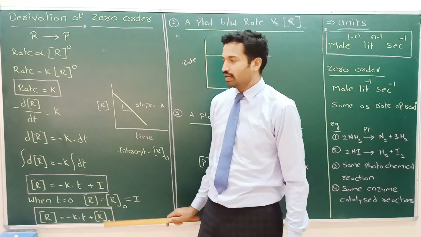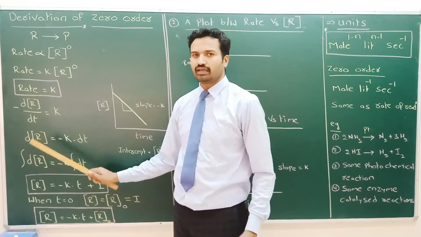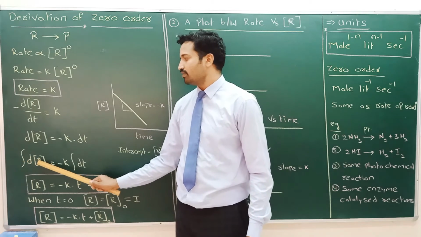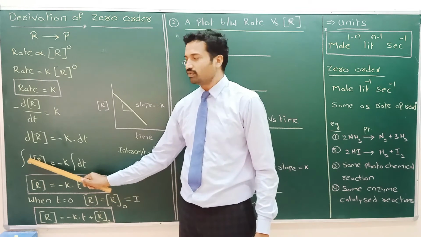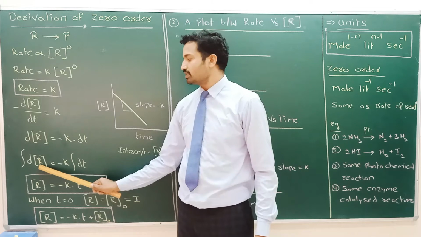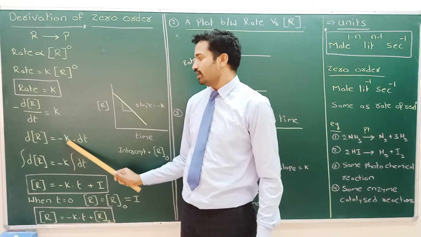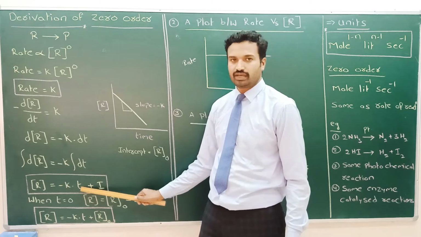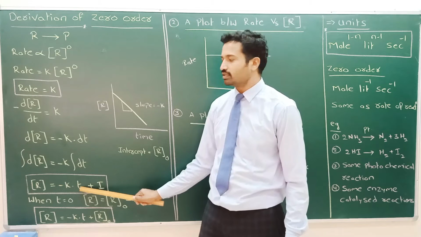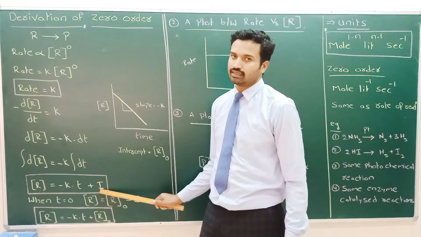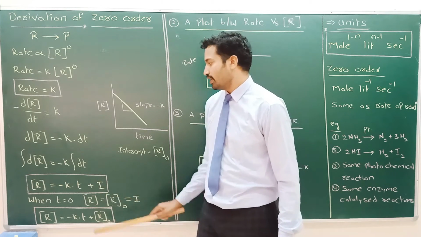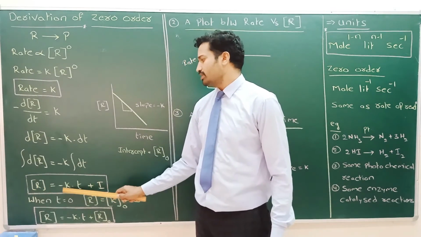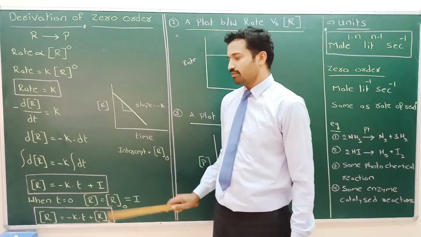Next, integration of dR. Integration of dx is equal to x, integration of dA is equal to A. The same way, integration of dR is equal to R, the reactant concentration, is equal to minus K, which is a constant and stays as it is, times integration of dt, which is t, plus the integration constant I. Here I is the integration constant. This is one equation: reactant concentration R is equal to minus K into t plus I.